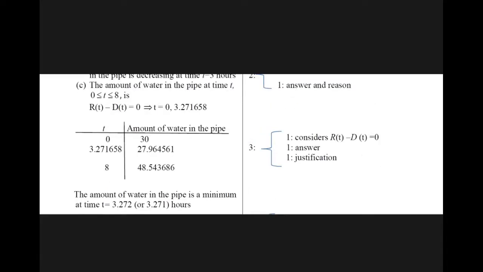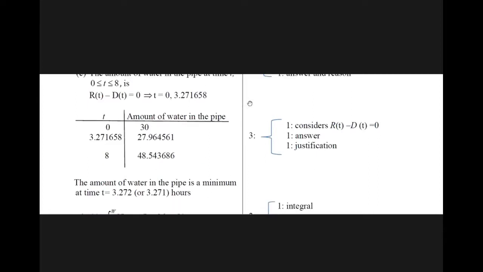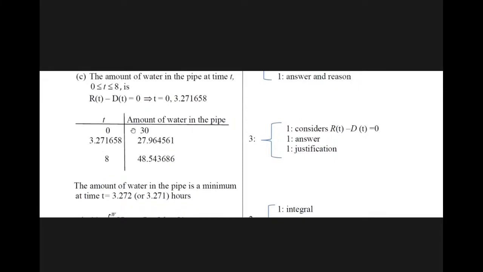So I feel like we've seen it and seen it and seen it. Part C is that EVT idea where you are checking your endpoints, you're checking the critical point, and you're justifying why you have a min or a max. You can almost guarantee that you need to do this at some point on your AP exam.